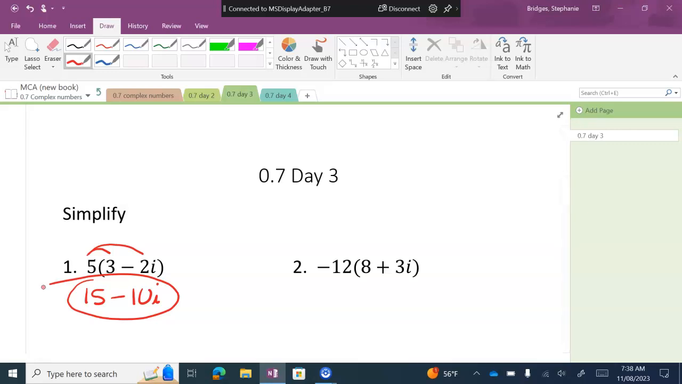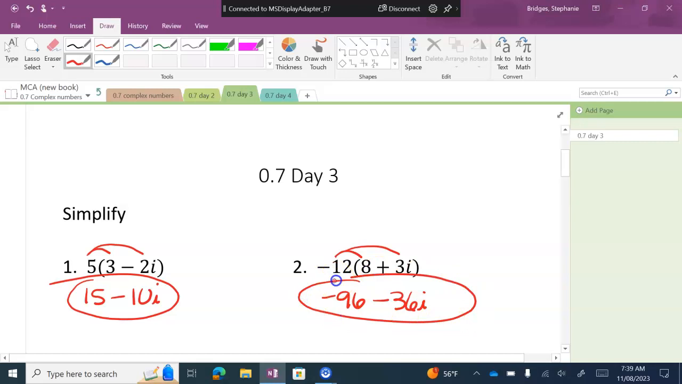We're going to distribute that negative 12 to both terms inside the parentheses. So when we multiply, what's negative 12 times 8? Negative 96. And then negative 12 times a positive 3i is a negative 36i. Anything we can do there?